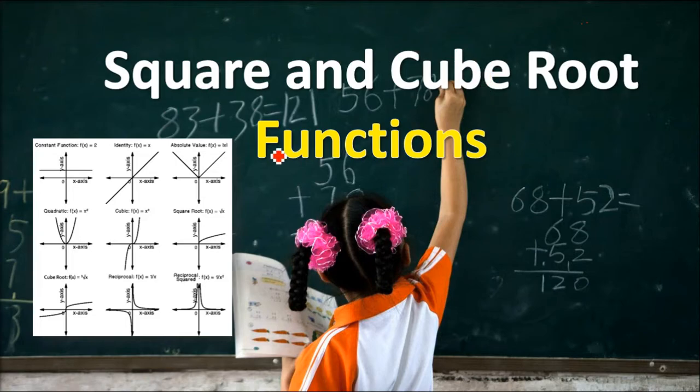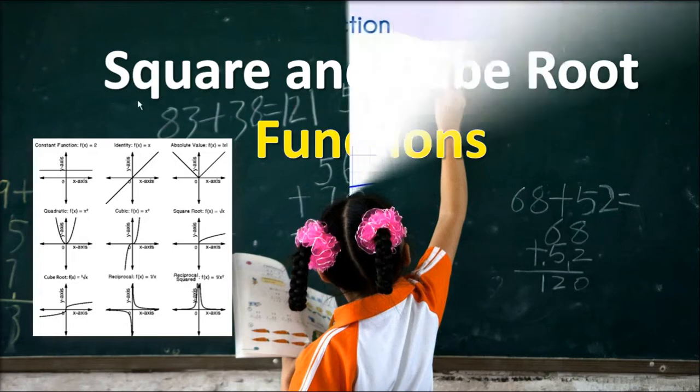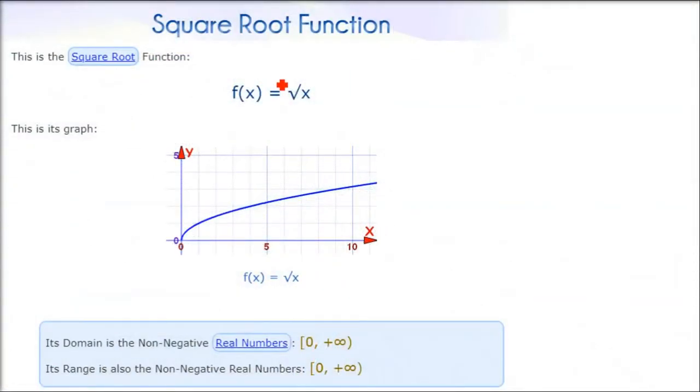Square root and cube root functions. What are these functions? How do we make the graph? f(x) is equal to under root x. Root x, what does it mean? f(x), let us write it as y. y is equal to under root x.